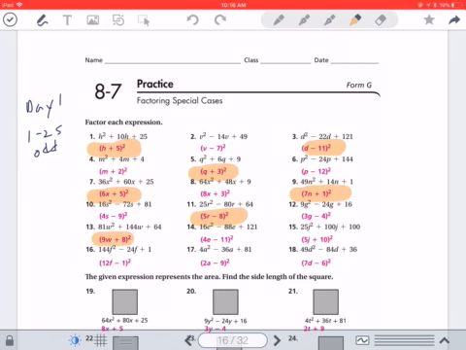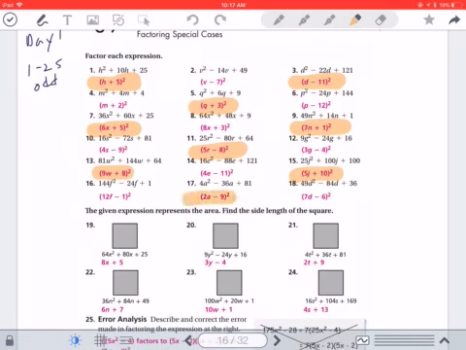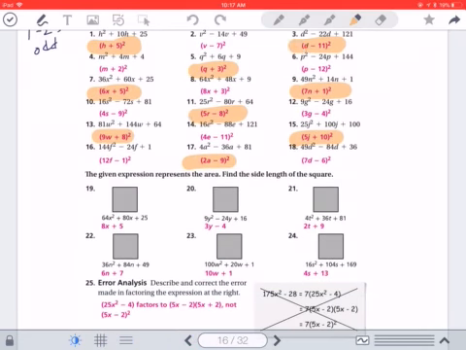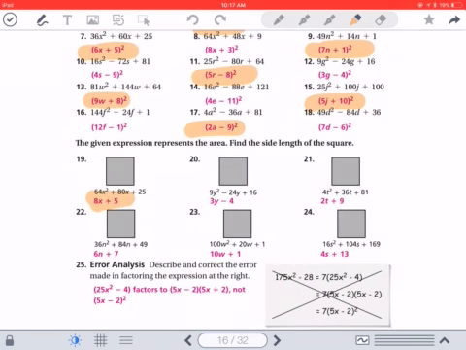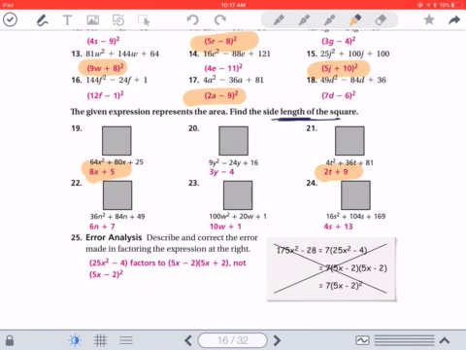13, 9w plus 8 squared. 15, 5j plus 10 squared. 17, 2a minus 9 squared. Number 19, 8x plus 5. Okay, it says find the length of a side, so you don't need to square it because it's just the length of the side. Number 21, 2t plus 9. Number 23, 10w plus 1.